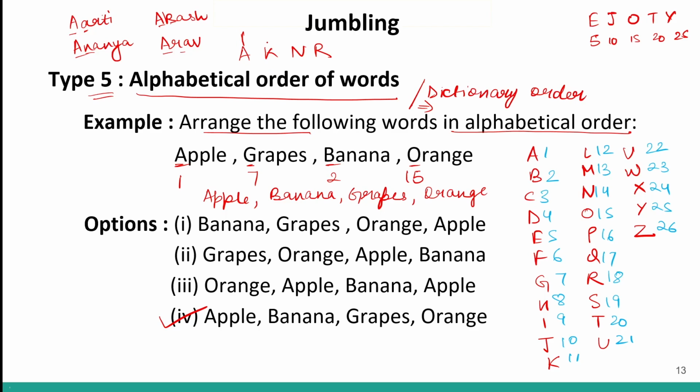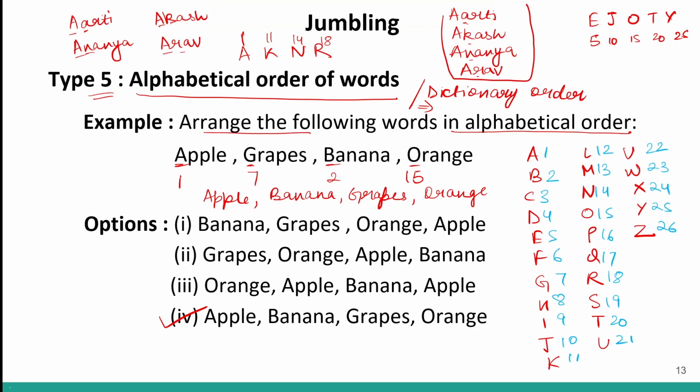So this is first rank. K is 11, N is 14, and R is 18. Correct? So if I have to maintain a register, it will be Aarti, then Akash, then Ananya, and then Arav. This will be in the attendance register. So if you get something like this, where the first alphabet is same, then we'll move on to the second alphabet. We arrange it according to the second alphabet.